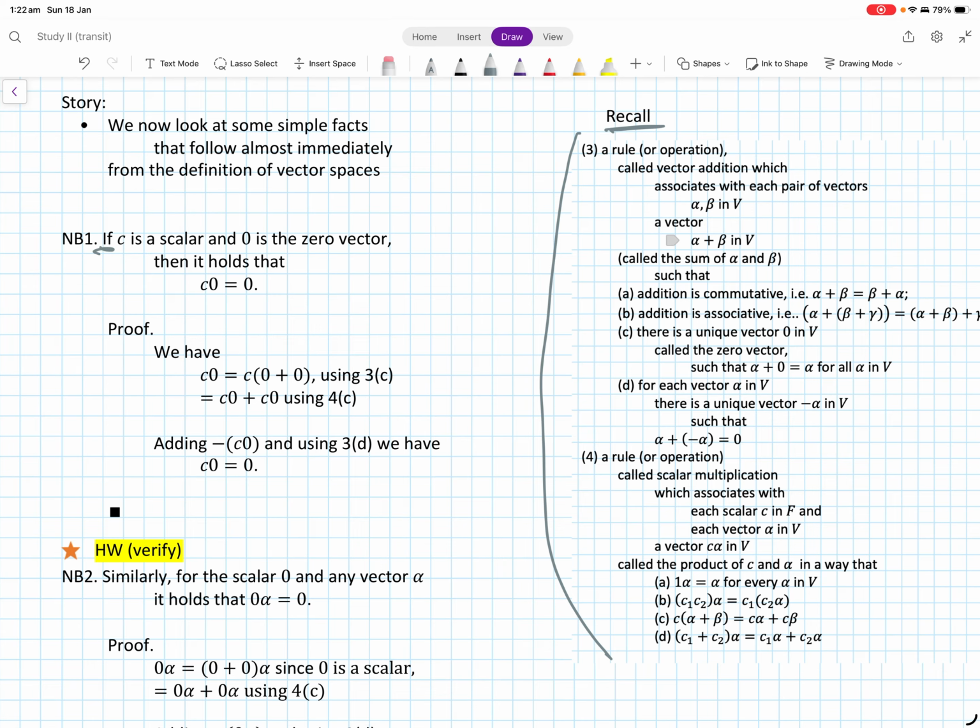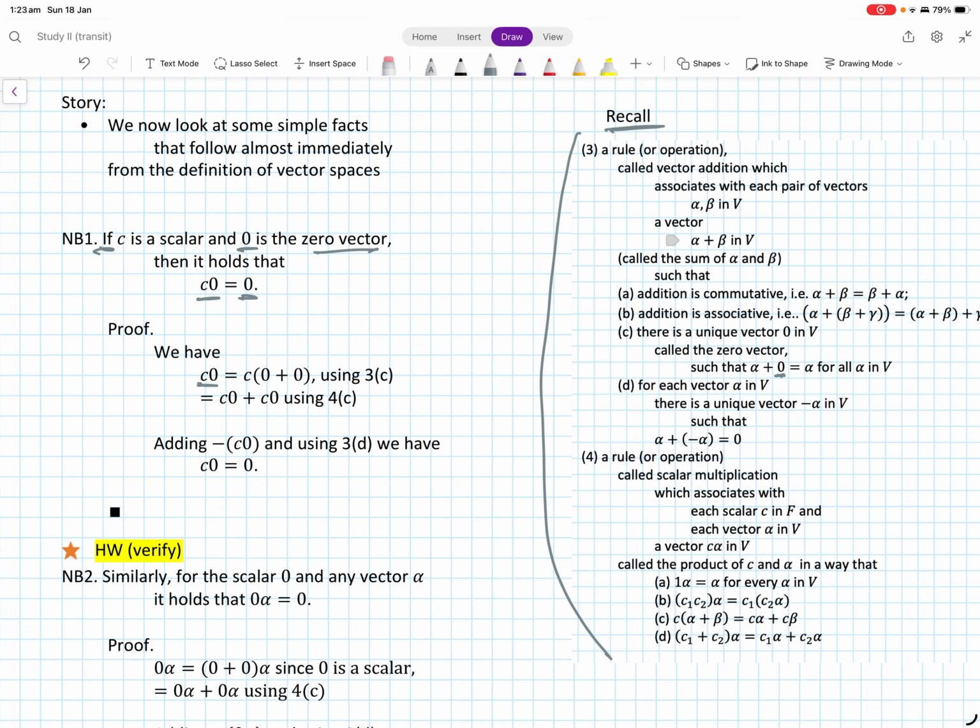The first note is that if c is a scalar and 0 is the zero vector, then c times 0 is 0. How do we see this? It doesn't explicitly say that in any of the properties. None of the properties says that the zero vector times a scalar will give you 0. All that we know about the zero vector is that if you add another vector to it, it gives you the same vector. So how do we show this? Here's one way of doing it.